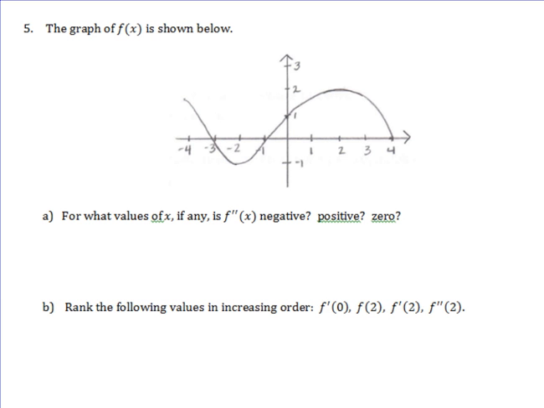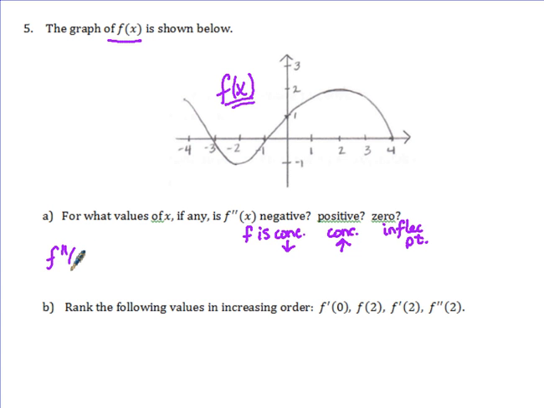Question number 5, we have another graph, and it says that this is the graph of f of x. So let's make note of that. We are looking at the function. Question A says, for what values of x, if any, is the second derivative negative, positive, and 0? So we need to remember our chart. If the second derivative is negative, that means that f should be concave down. If the second derivative is positive, we're looking for f to be concave up. And if the second derivative is 0, we might be expecting an inflection point. So let's see where these things are true.